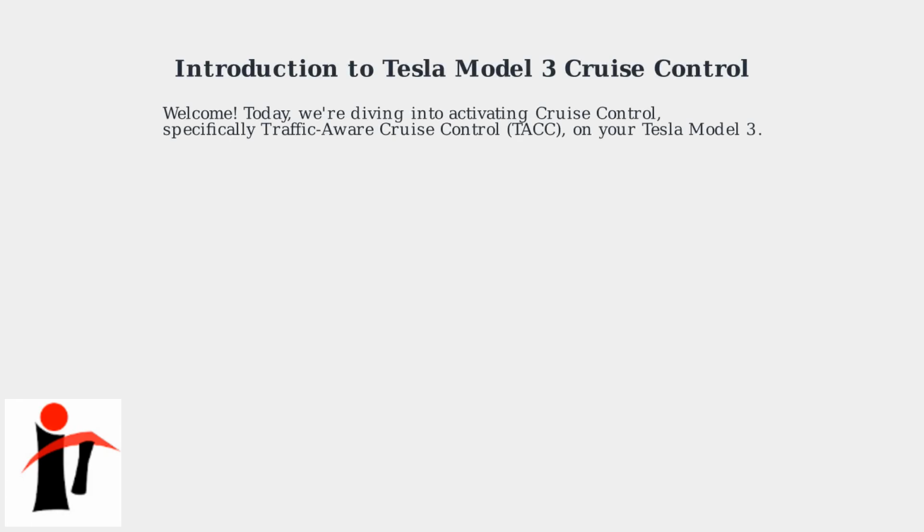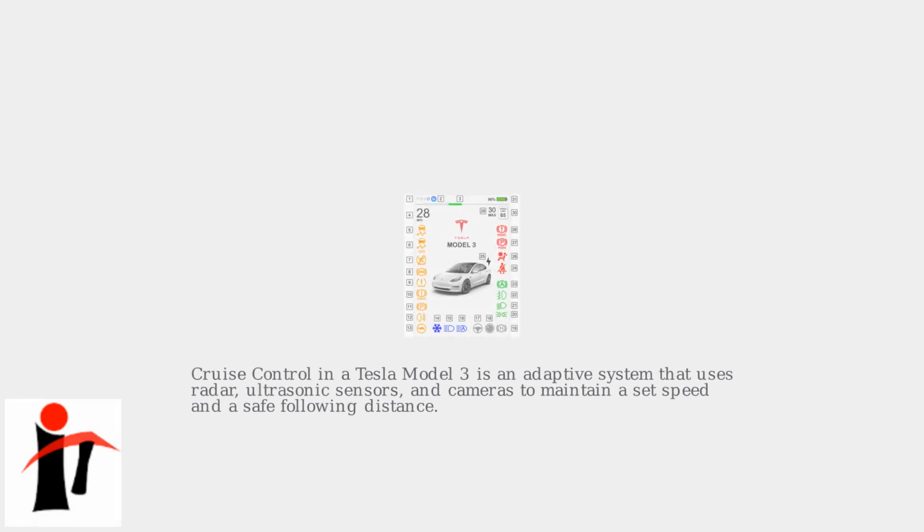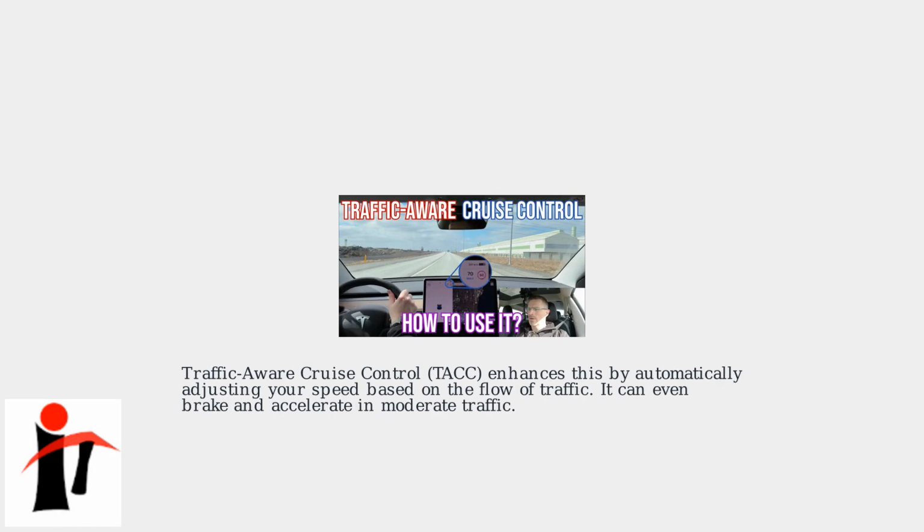Welcome. Today, we're diving into activating cruise control, specifically Traffic Aware Cruise Control, TAC, on your Tesla Model 3. Cruise control in a Tesla Model 3 is an adaptive system that uses radar, ultrasonic sensors, and cameras to maintain a set speed and a safe following distance. Traffic Aware Cruise Control enhances this by automatically adjusting your speed based on the flow of traffic. It can even brake and accelerate in moderate traffic. Let's get started.